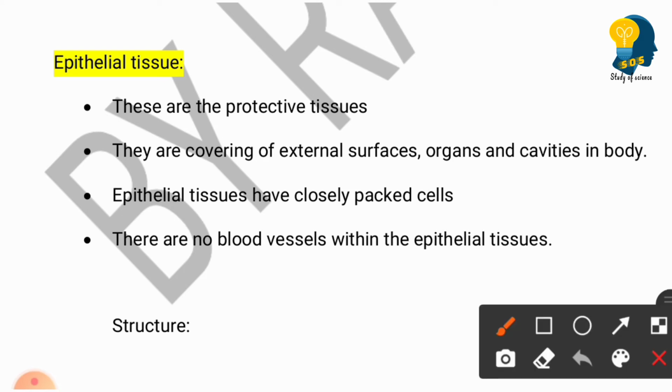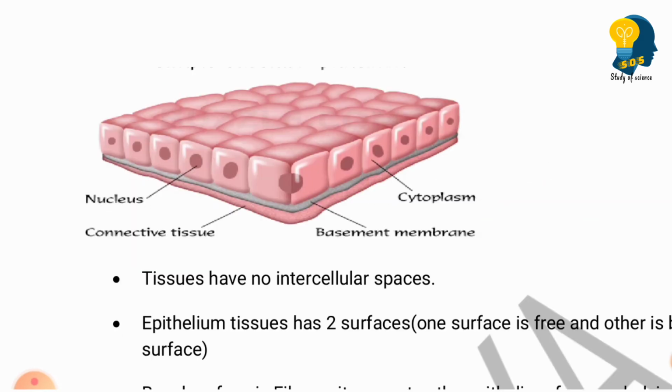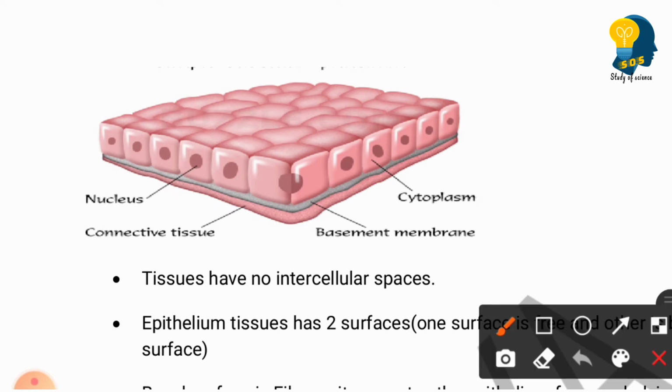We have understood that epithelium tissues are called protective tissues and they are the covering of the external surfaces and some of the internal organs and the cavities in the body. Epithelium tissues have closely packed cells and there are no blood vessels within them. Now let us understand the structure of the epithelium tissue. This is how the structure of the epithelium tissues looks. These tissues do not have intercellular spaces, so you can observe the cells of the epithelium tissues.